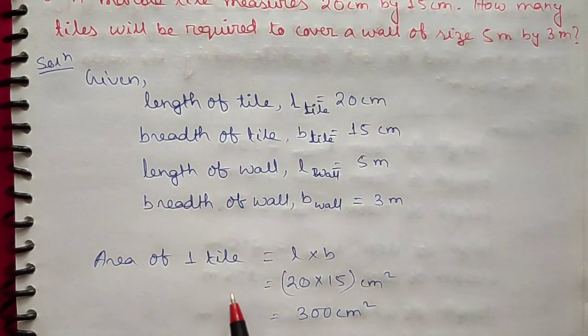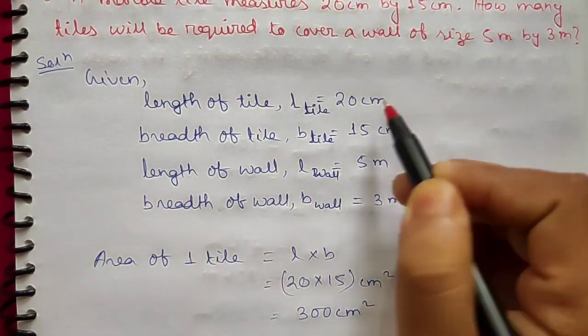Now area of one tile equals what? The tile is in rectangular shape, so area will be length into breadth. So 20 into 15 unit square, and the unit is centimeter square. 20 into 15 is 300. So the area of one tile is 300 centimeter square.